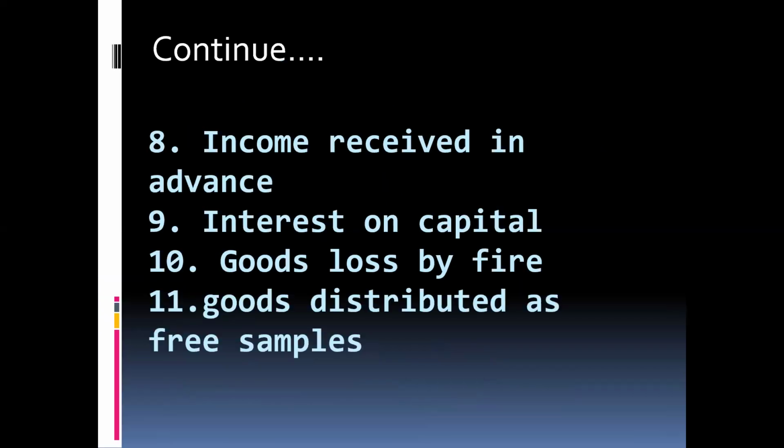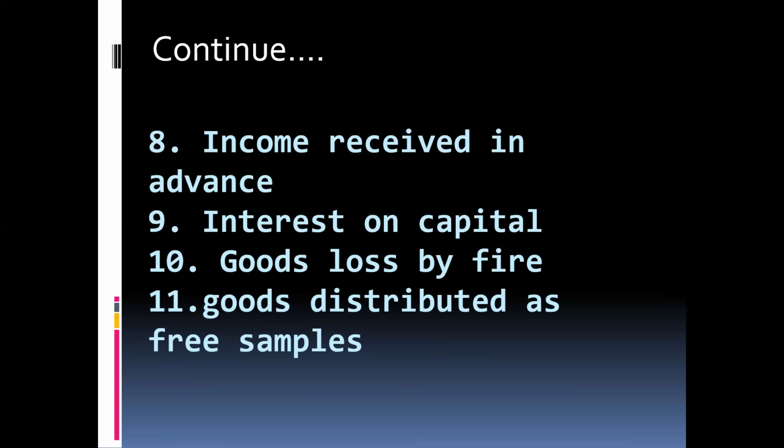The other adjustment, income received in advance. These are the incomes which we have received in advance. So, one effect will be recorded on the trading or P&L account credit side. The second effect will be recorded on the balance sheet liability side. These are the pre-received incomes. Next adjustment, interest on capital. Interest on the capital of a sole proprietor or a sole trader will be recorded on the profit and loss account debit side. The second effect is added to capital on the balance sheet liability side.